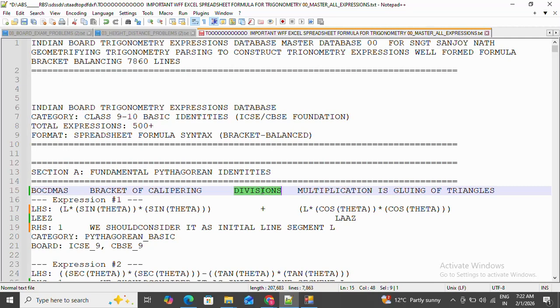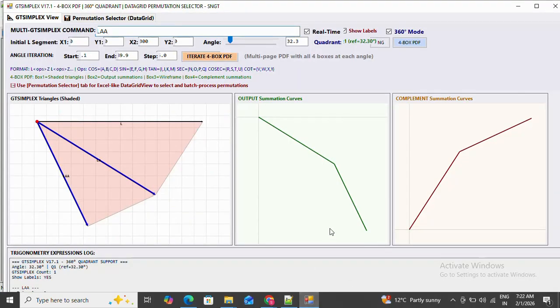Division operations in Sanjoy Nath's Geometrifying Trigonometry are actually converting any ratio objects to triangle objects, and any irrational numbers are also ratio objects, because an irrational number divided by 1 is also a consideration to construct the triangles, and 1 is always considered as the L. L is the initial line segment in Sanjoy Nath's Geometrifying Trigonometry. And multiplication is gluing in our software simulation version 17, in Sanjoy Nath's Geometrifying Trigonometry version 17, in this software where we are showing how the gluing is working.